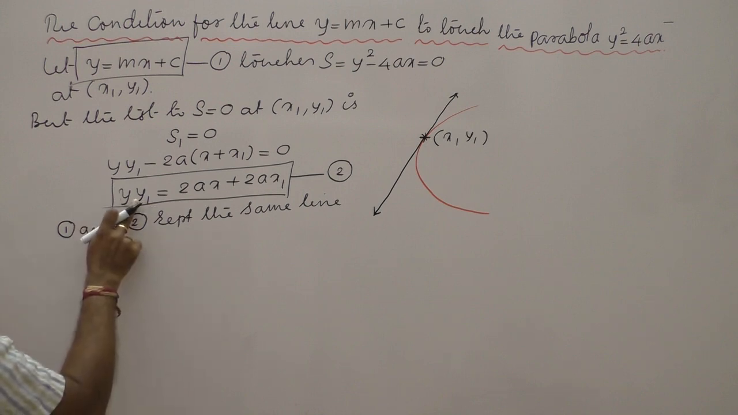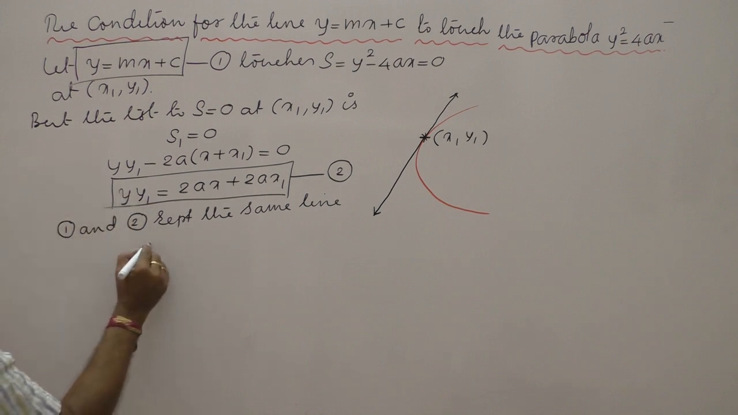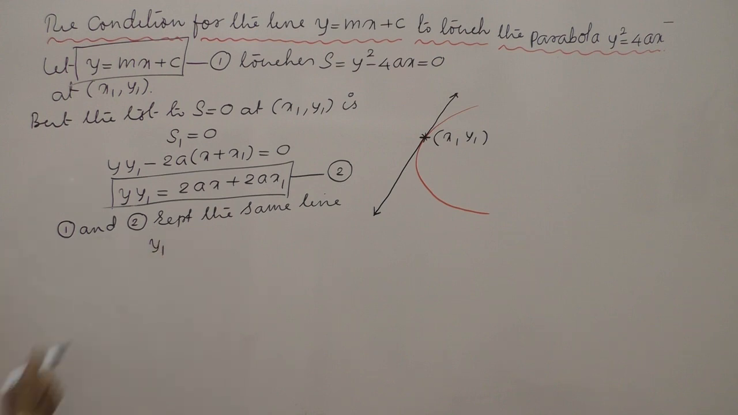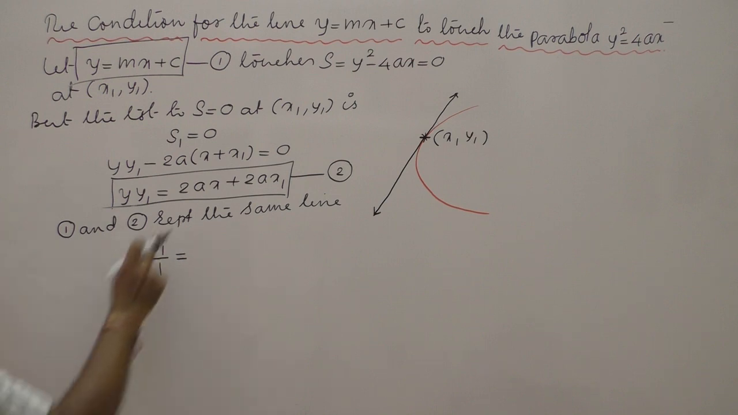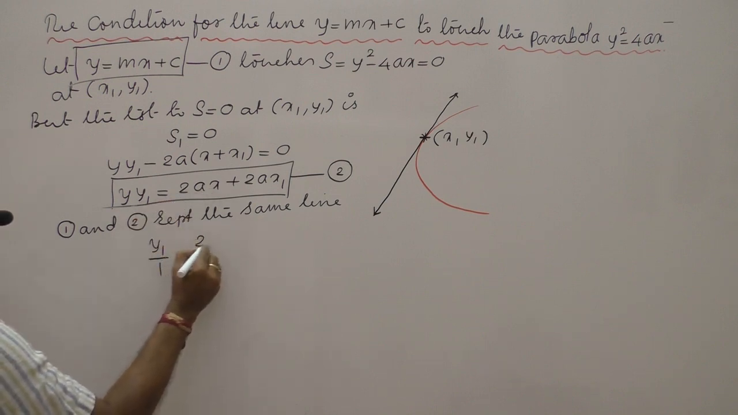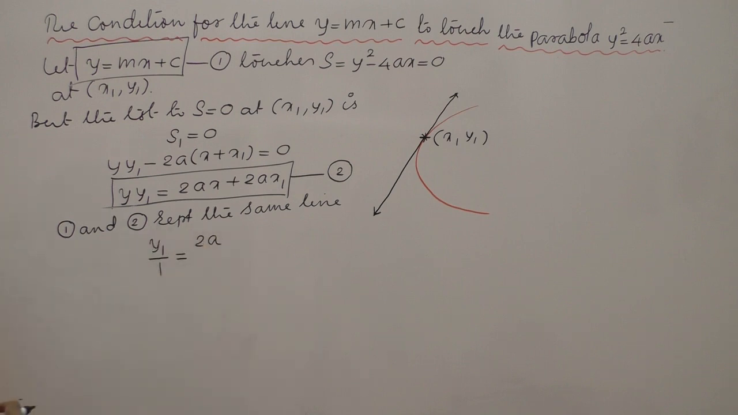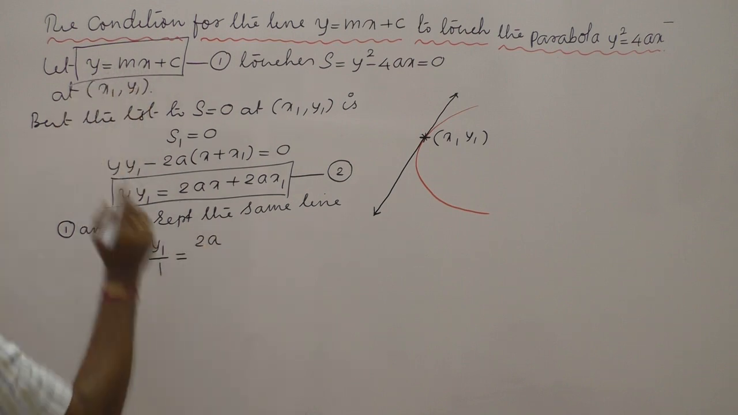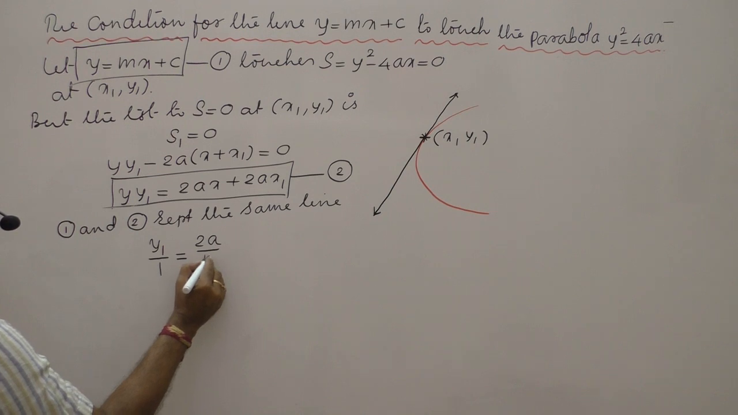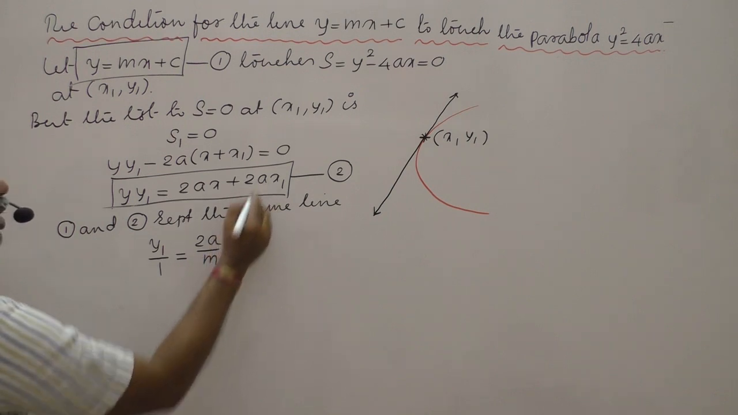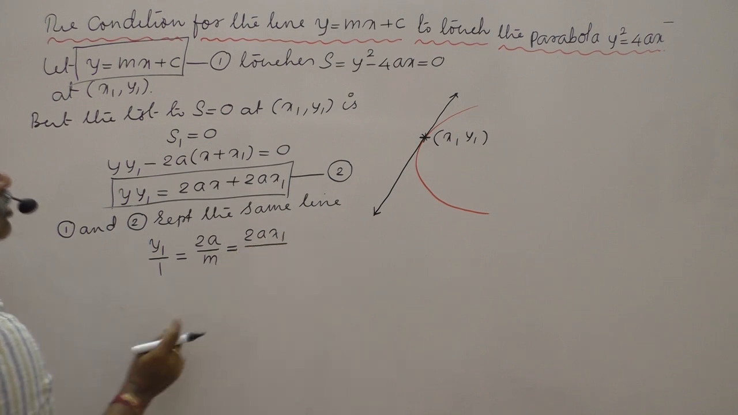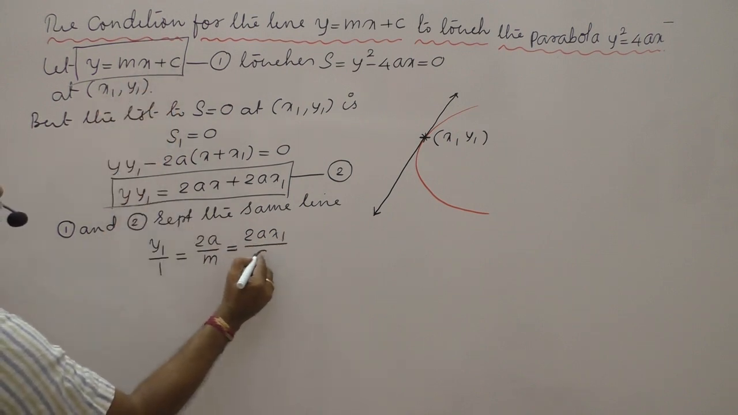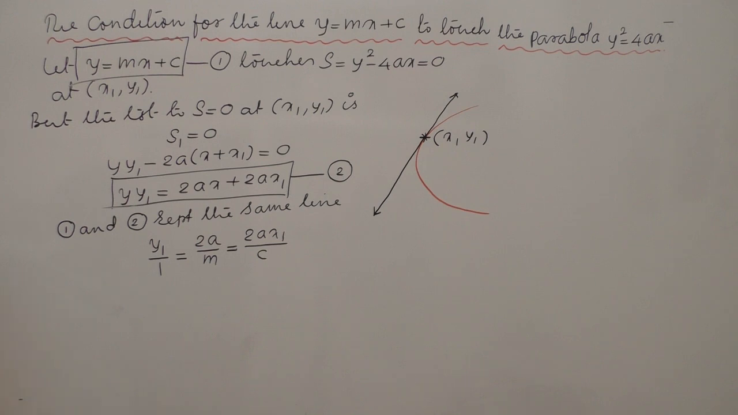Here the y term is on the left side, whose coefficient is y1. Here also the y term is on the left side, whose coefficient is 1. Similarly, the x term is on the right side, whose coefficient is 2a. Here also it is on the right side, whose coefficient is m. Here the constant is on the right side, which is 2ax1. Here also the constant is on the right side, which is c.